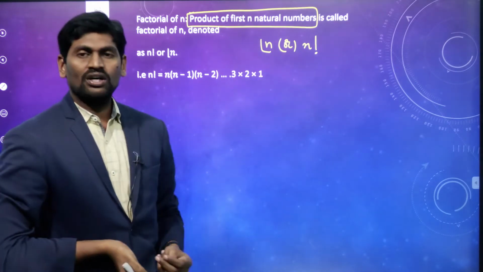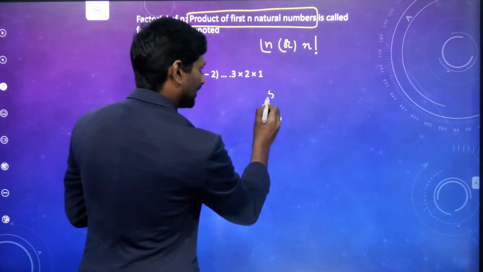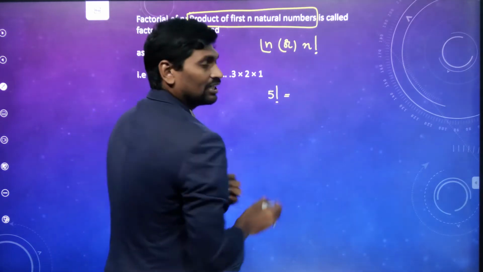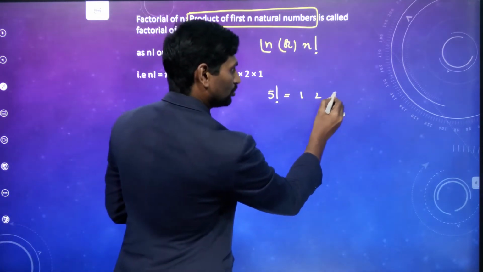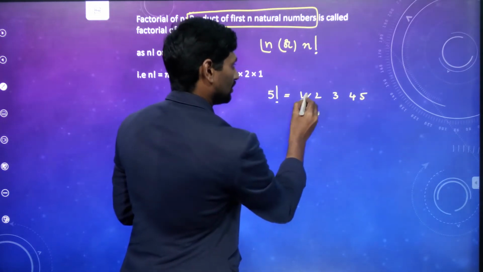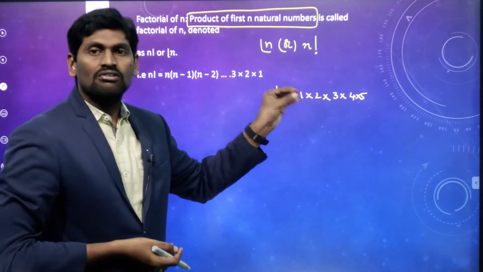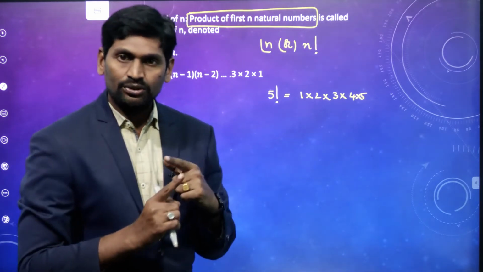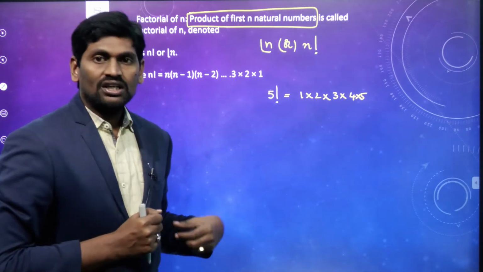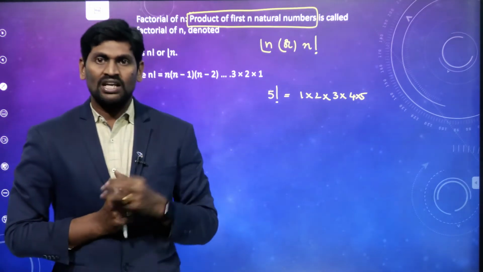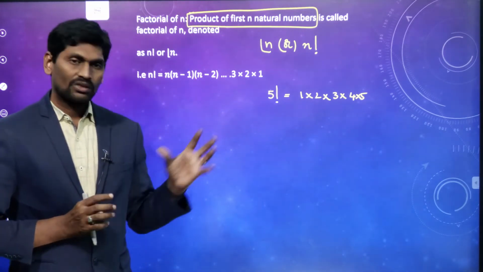So n factorial means what? Product of first n natural numbers. For example, 5 factorial means product of first 5 natural numbers. First 5 natural numbers are 1, 2, 3, 4, 5. That means 1 into 2 into 3 into 4 into 5. 5 factorial means first 5 natural numbers we need to multiply. 10 factorial, product of first 10 natural numbers. N factorial, product of first n natural numbers. Clear?